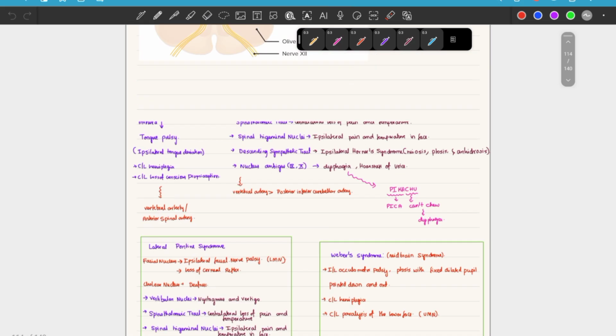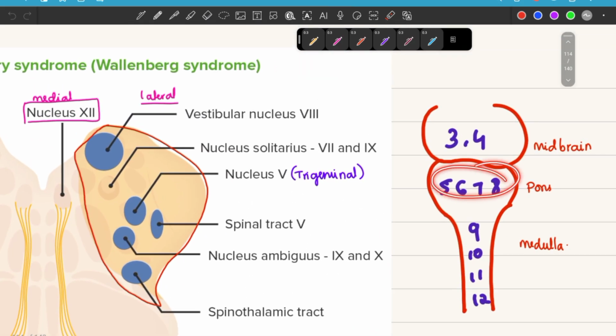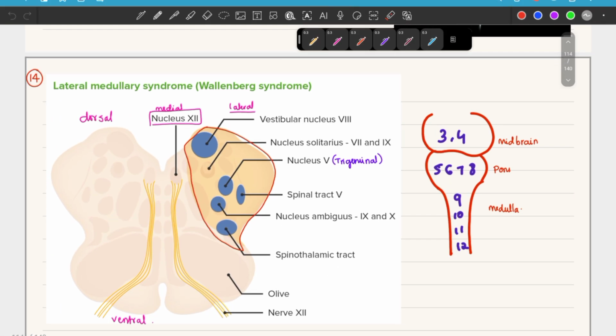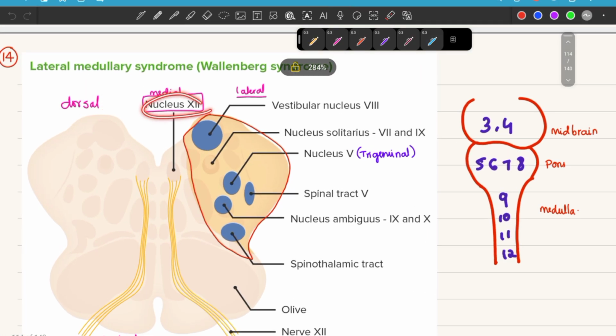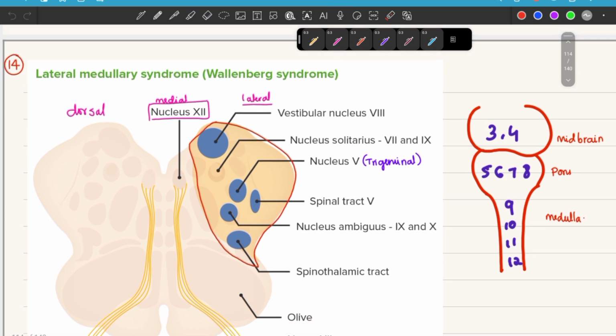Whereas in the pons, you can get a lateral pontine syndrome, isn't it? Which nuclei are present in the pons? 5, 6, 7, 8. In the medulla, 9, 10, 11, 12. See the medulla lesions now. This is the dorsal side, this is the ventral side. This is the 12th nerve nuclei, that is the hypoglossal nerve. This is the olive, whereas here you can see the different nuclei.